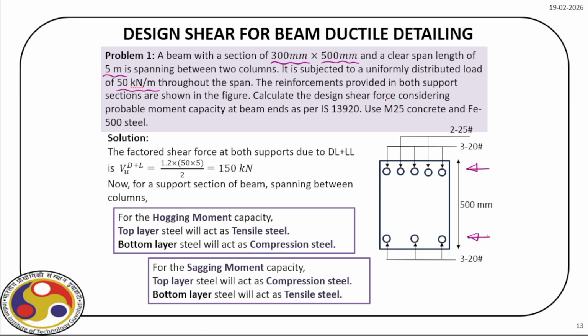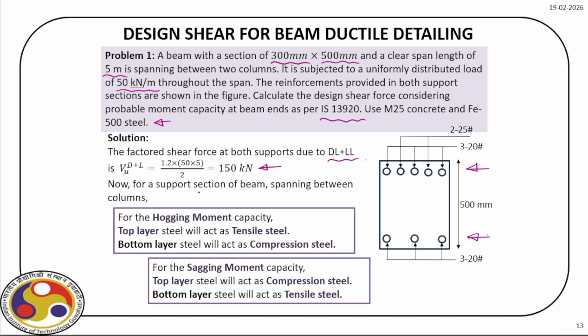Calculate the design shear force considering probable moment capacity at beam ends as per IS 13920 and use M25 concrete and Fe50 steel. So how to proceed? Again, the first part is very simple. We have this dead load plus live load effect, and that we multiply with the appropriate factor, we get this value of the shear force.